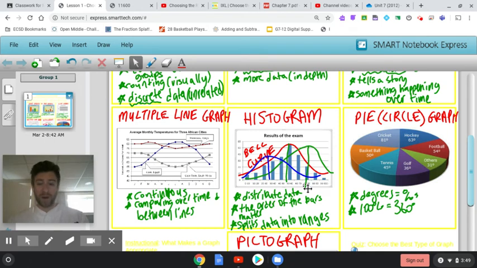So it's not quite a bar graph because there is some consistency between them. But it's not quite a line graph because it's not data over time. It's just a snapshot. Okay, so it's just splitting data into ranges.